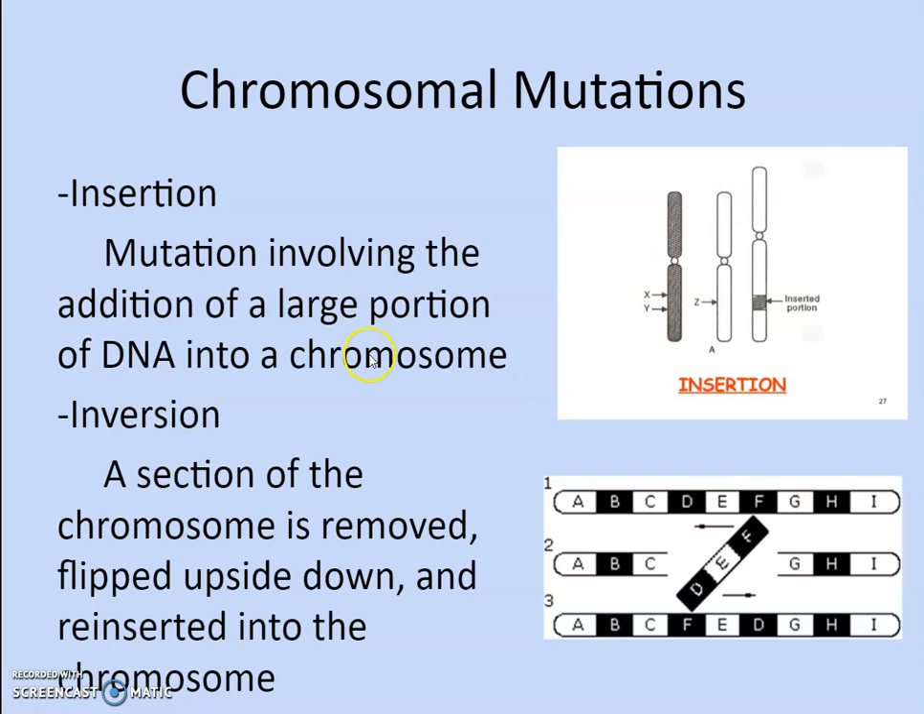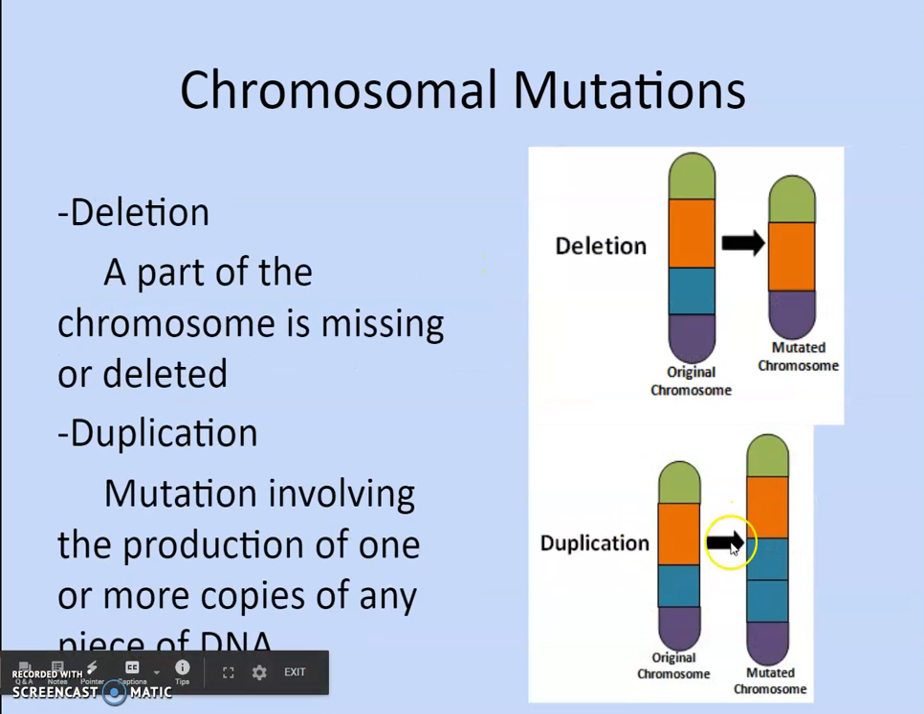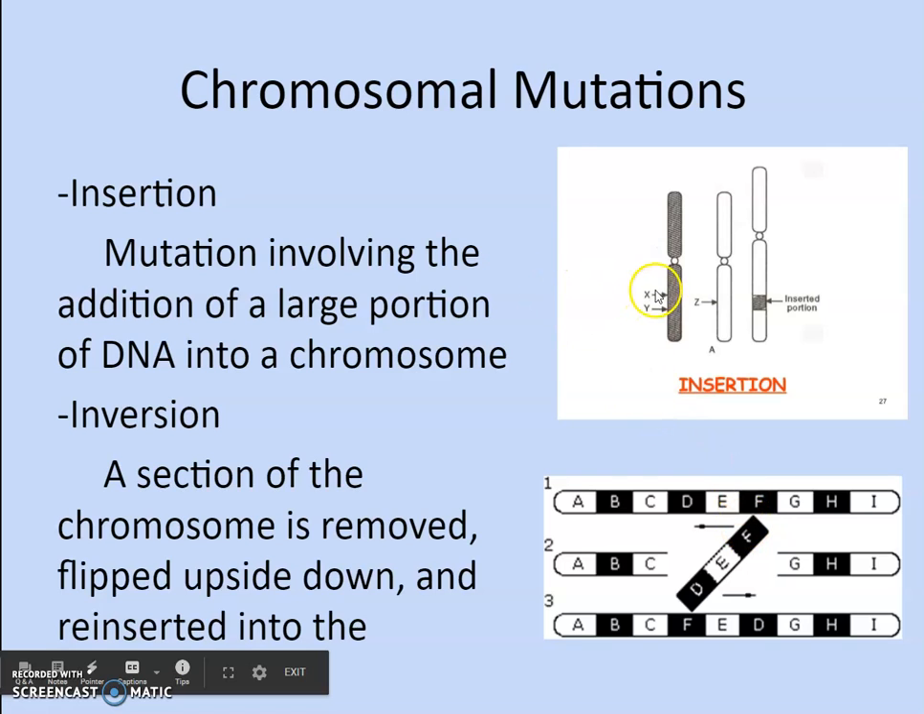The next one is insertion. This is a mutation involving the addition of a large portion of DNA into a chromosome. And so this is different than duplication, because in duplication it's just a repeat of something that was already in that chromosome, while in insertion it's an addition of a portion that wasn't originally there. So you see this white chromosome, now we have an addition of a gray portion which was originally part of a different chromosome. So a different part of a chromosome has been inserted into this one now.